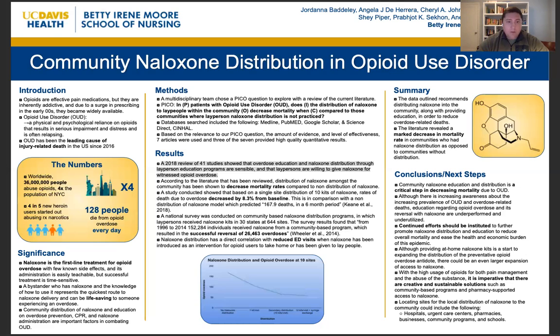In summary, the data recommends distribution of naloxone into the community and providing education to reduce overdose-related deaths. In conclusion, medical practitioners and community programs should continue efforts to promote naloxone distribution and education to reduce overall mortality and ease this epidemic's health and economic burden.